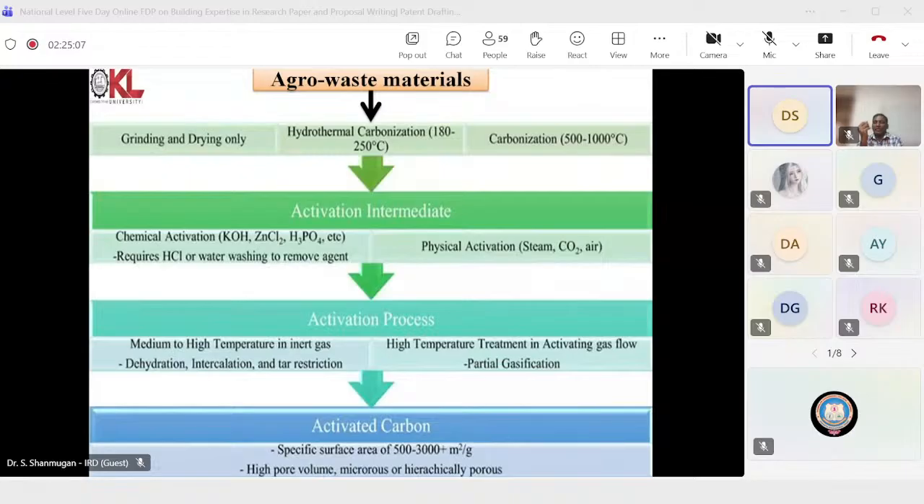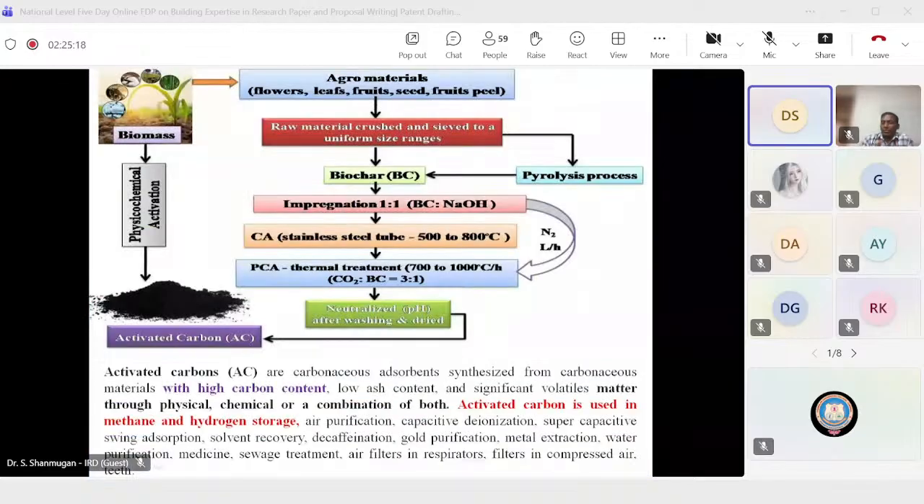This is naturally what we get here. I got 75 crores for this project. This project is already completed. So this is one part of the activated carbon process for hydrogen storage materials. Okay.